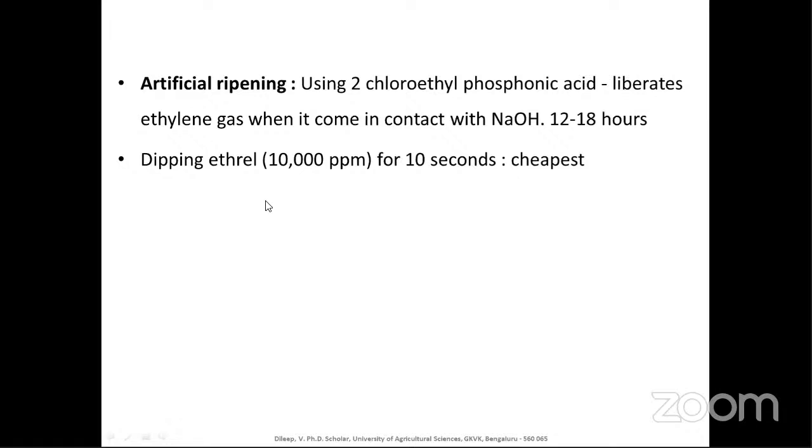And also by another method, that is dipping in ethrel, what generally the farmers of our area or any places do, this is one of the cheaper methods. This method is practiced: dipping of bunches in 10,000 ppm of ethrel for 10 seconds. So what is 10,000 ppm? So 10,000 mg in 1 liter. Okay, so 1 mg in 1 liter is 1 ppm. So please go through these things also.